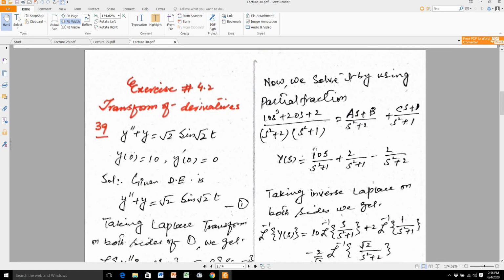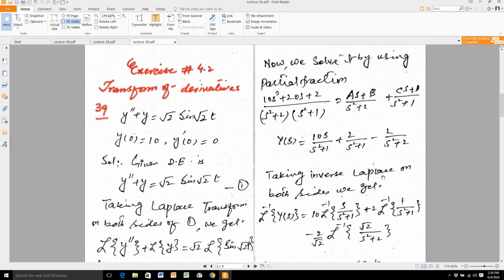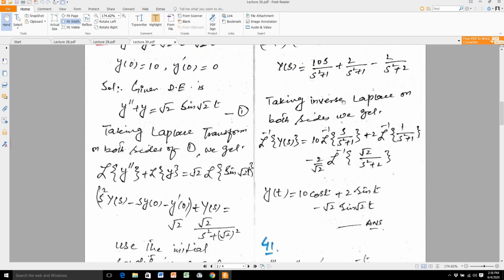After solving this, we get the values: capital Y of s is equal to 10s divided by s square plus 1 plus 2 over s square plus 1 minus 2 over s square plus 2. Our last and third step is taking inverse Laplace on both sides. We get inverse Laplace of capital Y of s is equal to 10 inverse Laplace of s over s square plus 1 plus 2 into Laplace inverse of 1 over s square plus 1 minus 2 over square root 2 Laplace inverse of square root 2 over s square plus 2.